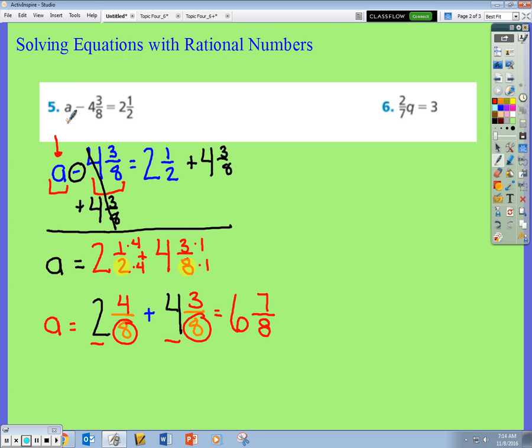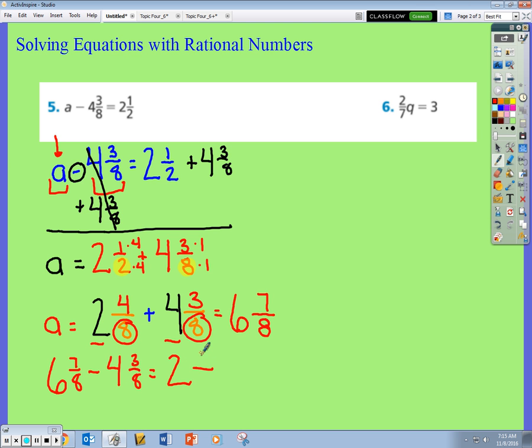And if I wanted to check this, I can substitute in 6 and 7/8 for a. So now we have 6 and 7/8 minus the 4 3/8. Just like when we add or subtract, we have 6 minus 4. Let's do the whole numbers. That's 2.